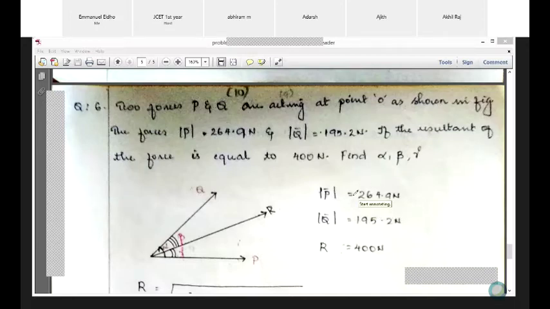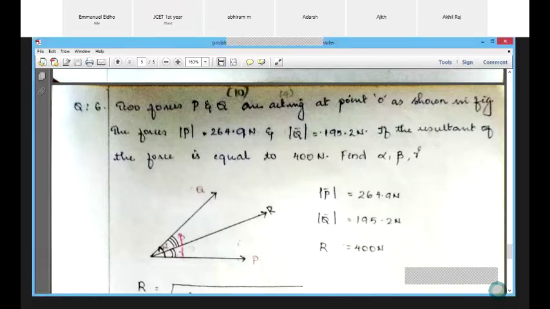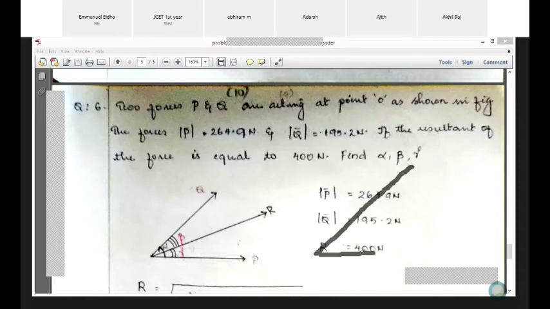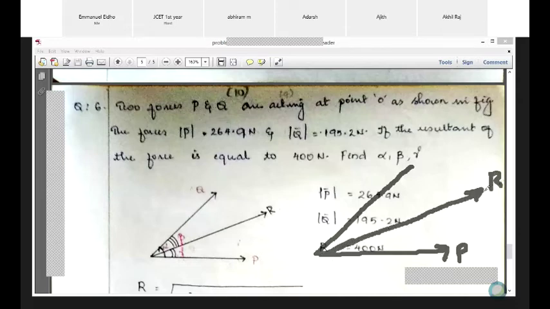So you can consider this figure. Here, this is Q. This is resultant R. And this one is P. Here this angle is alpha, here this one is beta and this angle is gamma. So how can you find out these?